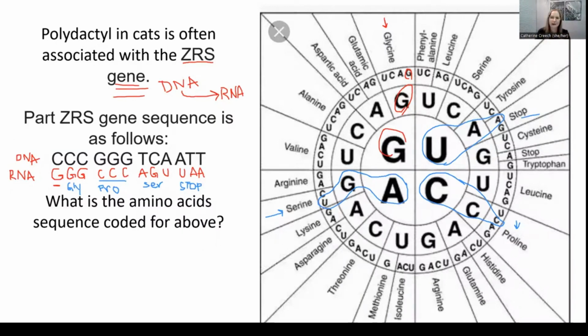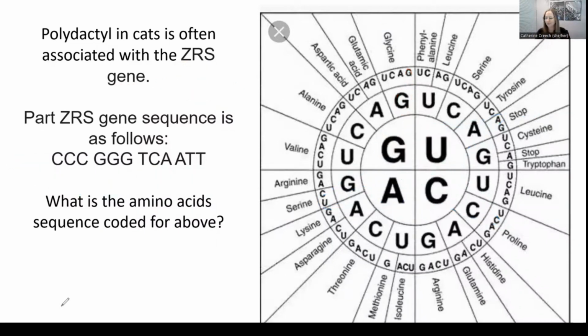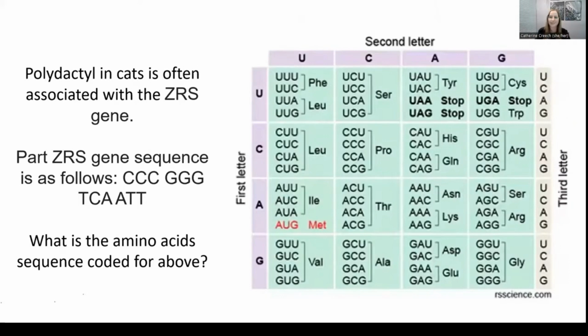Perfect. Let's practice it again with the other type of table. Here we are. There we go. So there's our second table. I'm going to go back to my drawing. So instead of starting in the center and moving out along the wheel, now we're going to look at the labels on the sides. So we have first letter, second letter, and third letter.